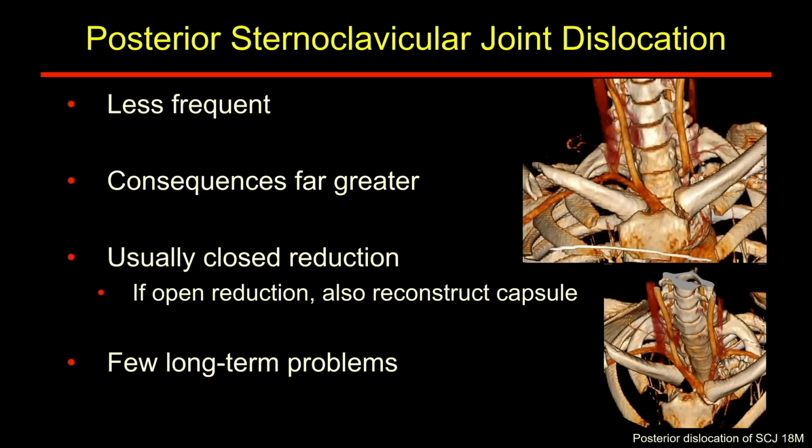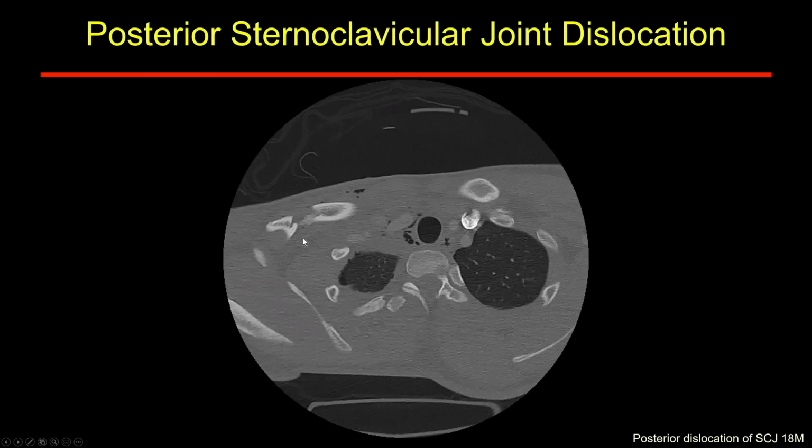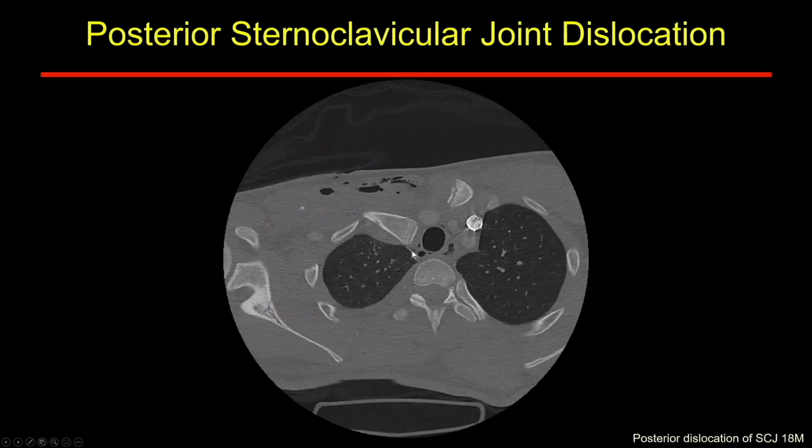Usually we can still have closed reduction. If open reduction is required, often there'll be a reconstruction of the capsule, and there are few long-term problems. So as we look at this 18-year-old, we can see the clavicle fracture on the right, and then we can see the deviation of the medial end of the right clavicle into the mediastinum.